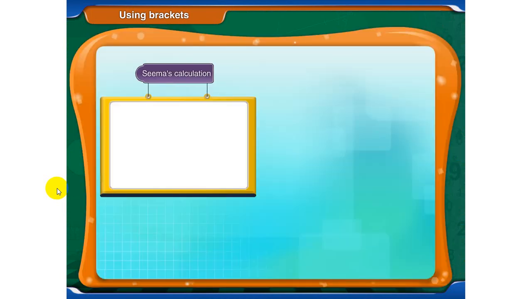Seema calculated the amount like this: 6 into 10 plus 7 into 10, which is equal to 60 plus 70, and that is equal to 130. Answer: Rs 130.